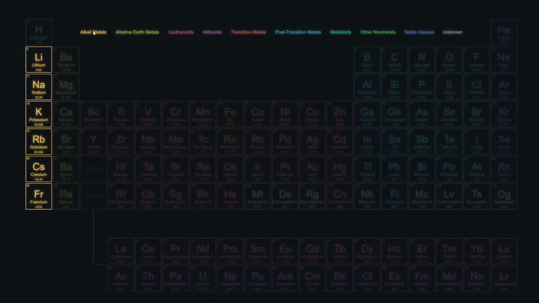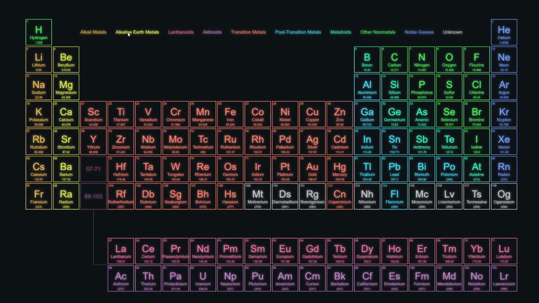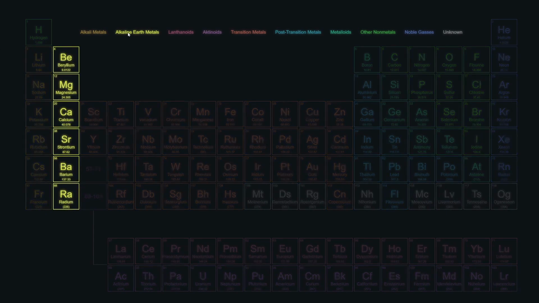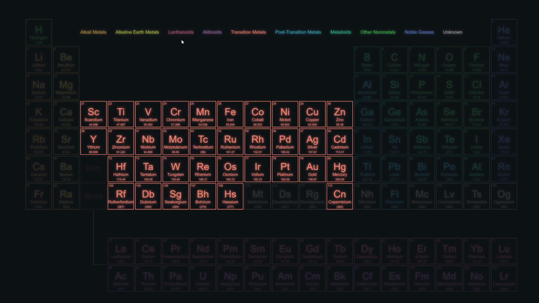Starting off with the alkali metals. The reason that these are called the alkali metals is because they have extreme alkaline solution properties, which means that when they interact with water, they turn it into an alkaline solution. Similar to the alkali metals, the alkaline earth metals also have alkaline properties, and they have the ability to make oxides and hydroxides.